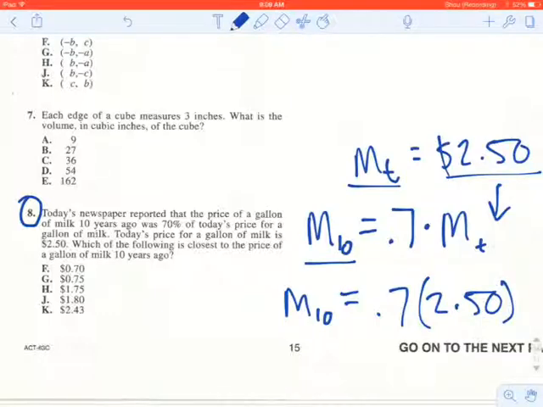And when we multiply that together, I'm using my calculator so as not to make a silly mistake. The price of milk 10 years ago is equal to $1.75.